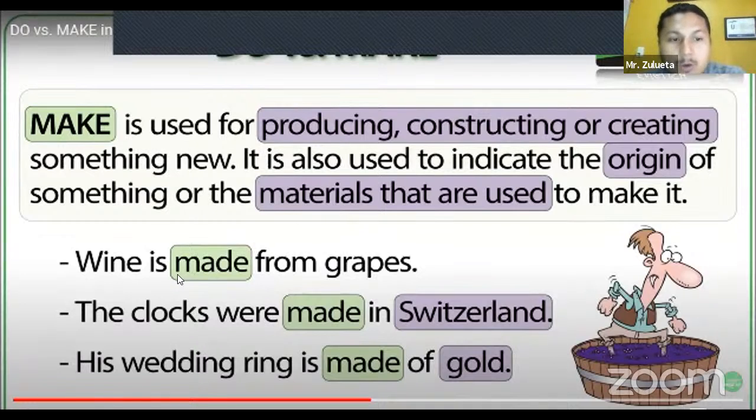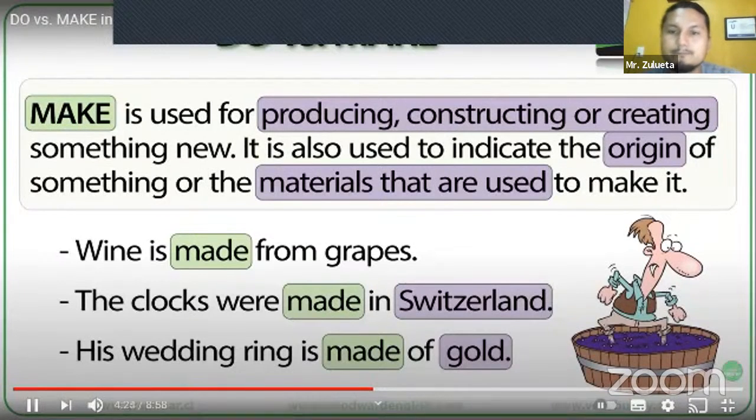For example, wine is made from grapes, okay? So we use grapes to make wine. Okay, in this case, the word made replaces the verb produce. Wine is produced from grapes. Okay, so you can say either one or the other. All right, so let's continue. Or created out of gold.